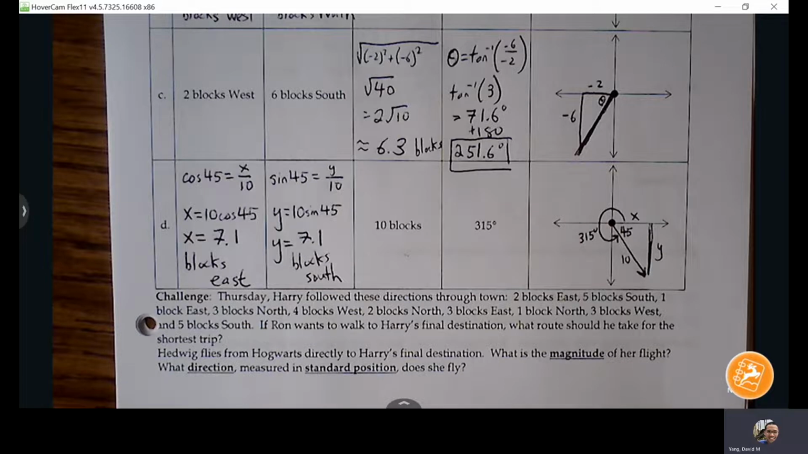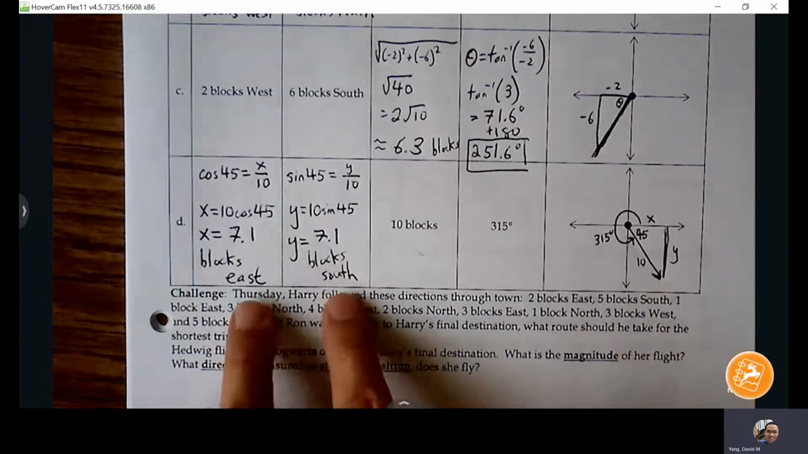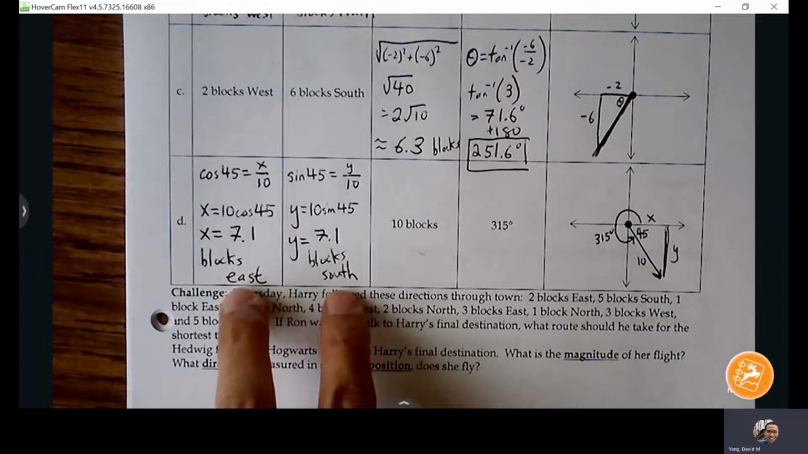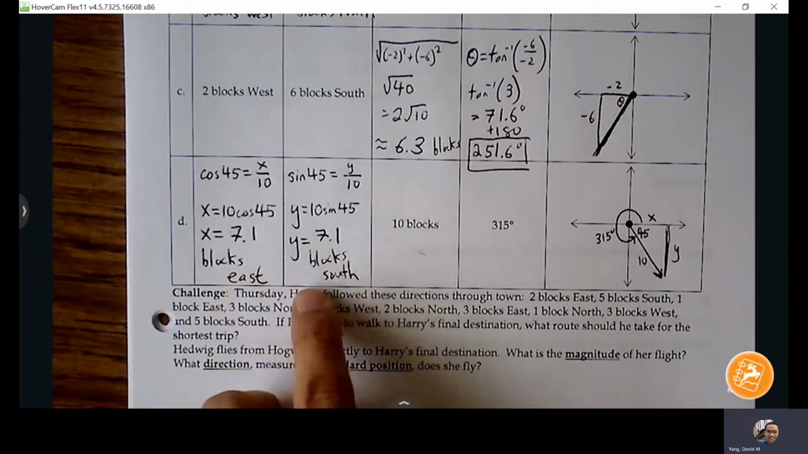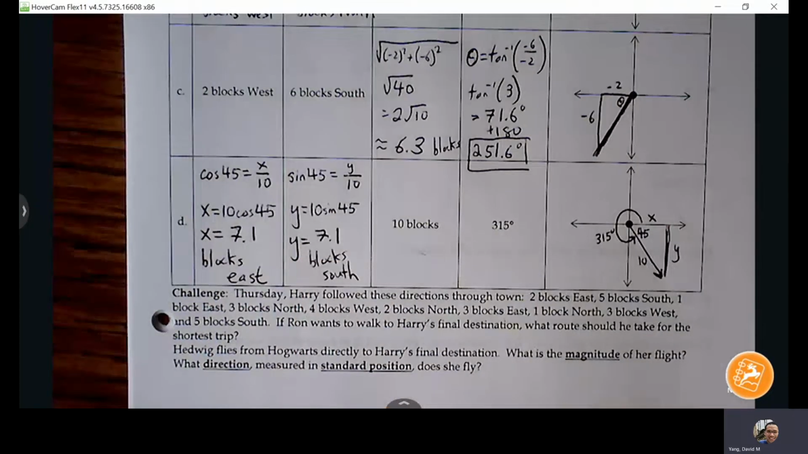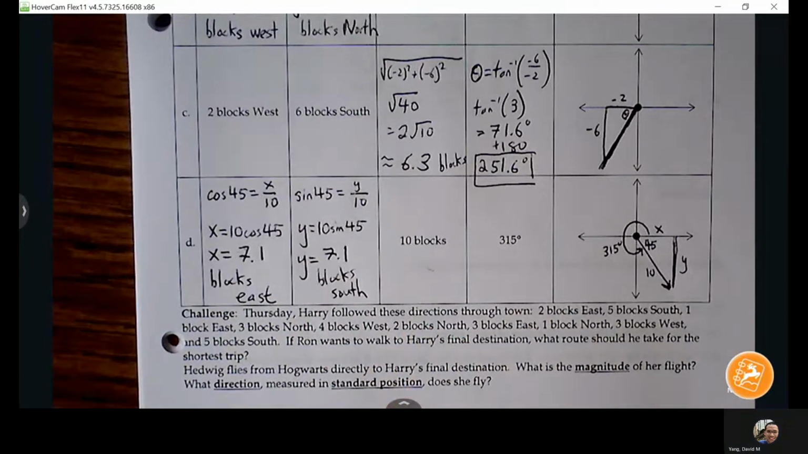Okay, any questions? Yes, question. Wouldn't y be negative something? Oh, wait, yeah. Because we're specifying the direction, we don't necessarily have to indicate the sign, because we're saying east and we're saying south. But yes, you could say y is negative 7.1, and that would be the same thing as 7.1 south. Okay, any questions?